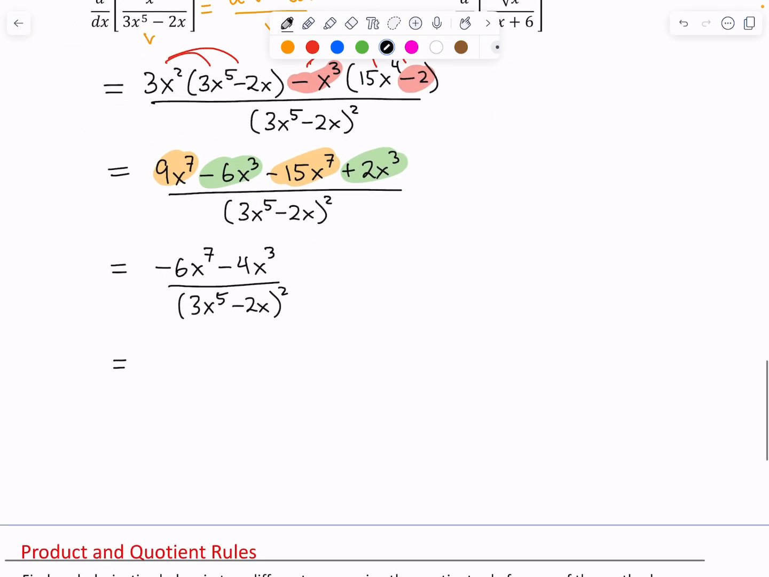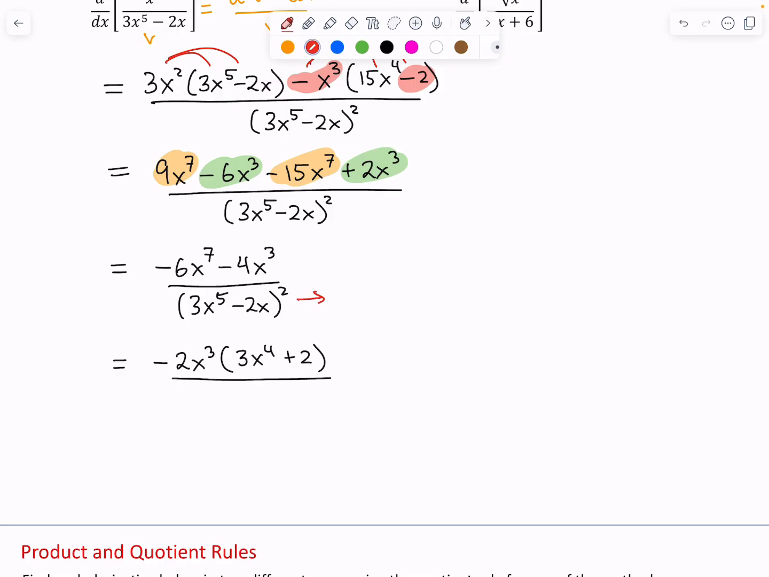I'm going to factor a negative 2x cubed from the numerator, which would leave me a positive 3x to the 4th plus a 2. And in this denominator, I'm going to take an x out, leaving 3x to the fourth minus 2, but that all needs to be squared still. So that denominator would become x squared times 3x to the fourth minus 2, and that's being squared. The only reason I did any of this was I did anticipate some x's would be able to cancel.